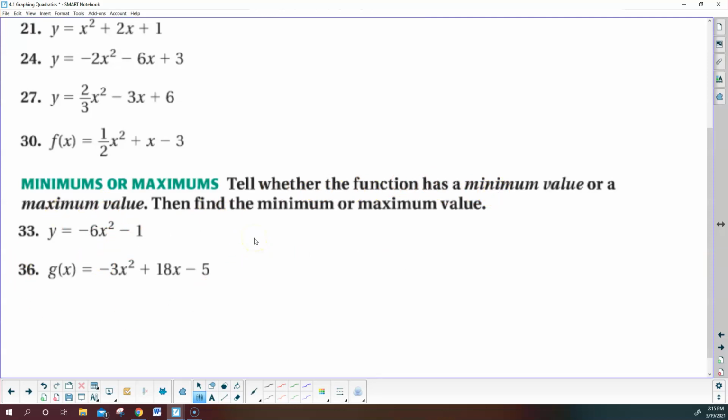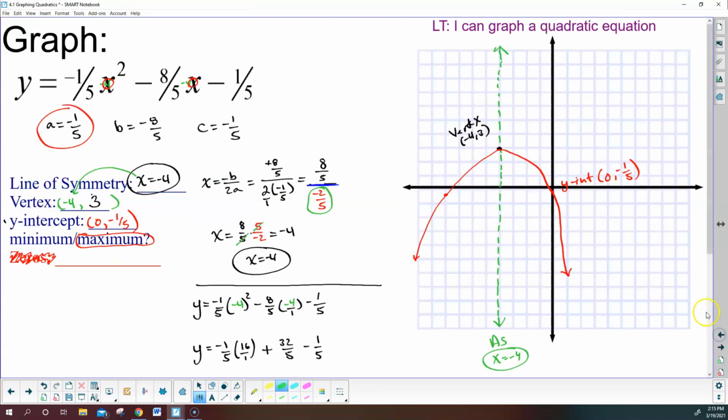So my hint to you is to use the equation, well, tell whether there's a max or a min. You know right away just by looking at the a value what those are. But then it says find the min or max. And that's where you have to use the equation. You don't need to graph these two because you can just find the vertex. And if you know the vertex, then you know the max or the min. Kind of like we did here.